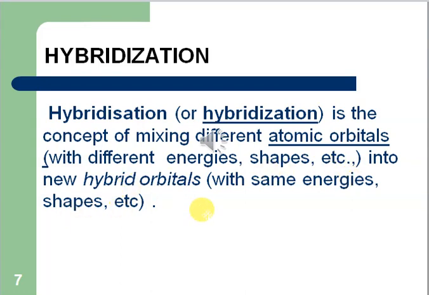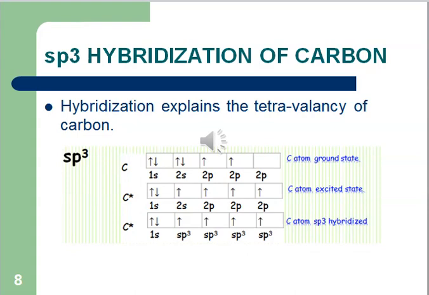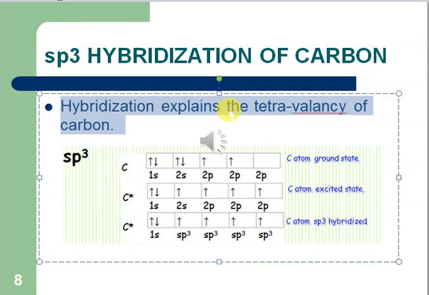So one thing is important: if we mix two atomic orbitals, we get two new hybrid orbitals. The number of hybrid orbitals obtained after mixing will be the same as the number of atomic orbitals mixed. For example, why do we need hybridization? In organic chemistry, hybridization is very important because it explains the tetravalency of carbon.